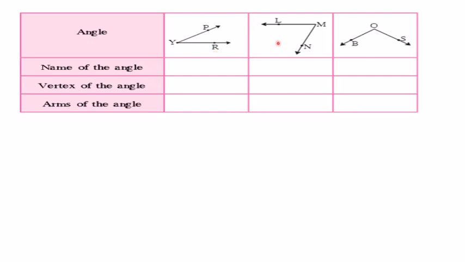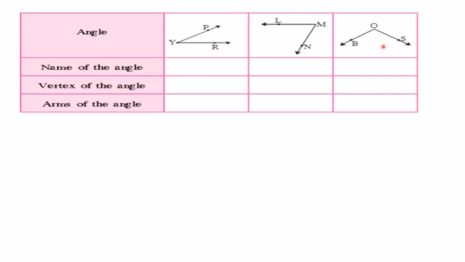Same way, look at the second angle. What can be the name of the angle? The name of the angle can be either angle LMN or we can also write as angle NML. Vertex will be M and arms of the angle. So here are two arms of the angle, that is ML and MN.